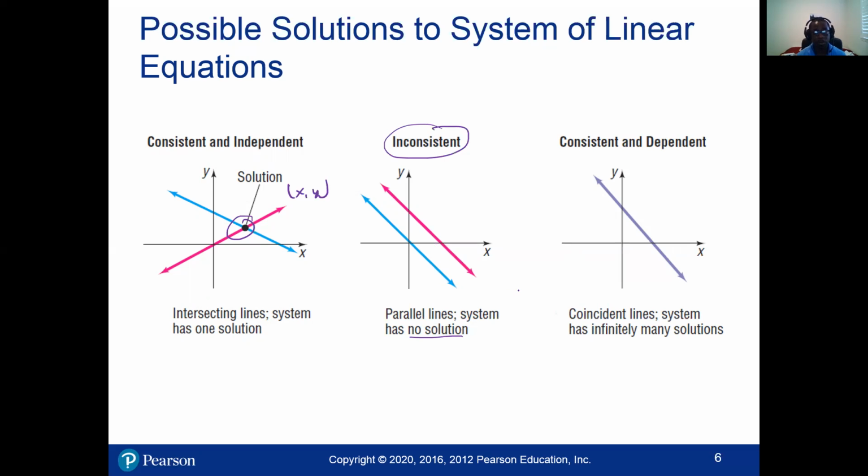It's also called an inconsistent system of equations. And third, you can have a consistent and dependent system, where the equations are just the same one line because the solutions coincide. A line has many points, infinitely many, therefore this system has infinitely many solutions. We'll look at examples of each.